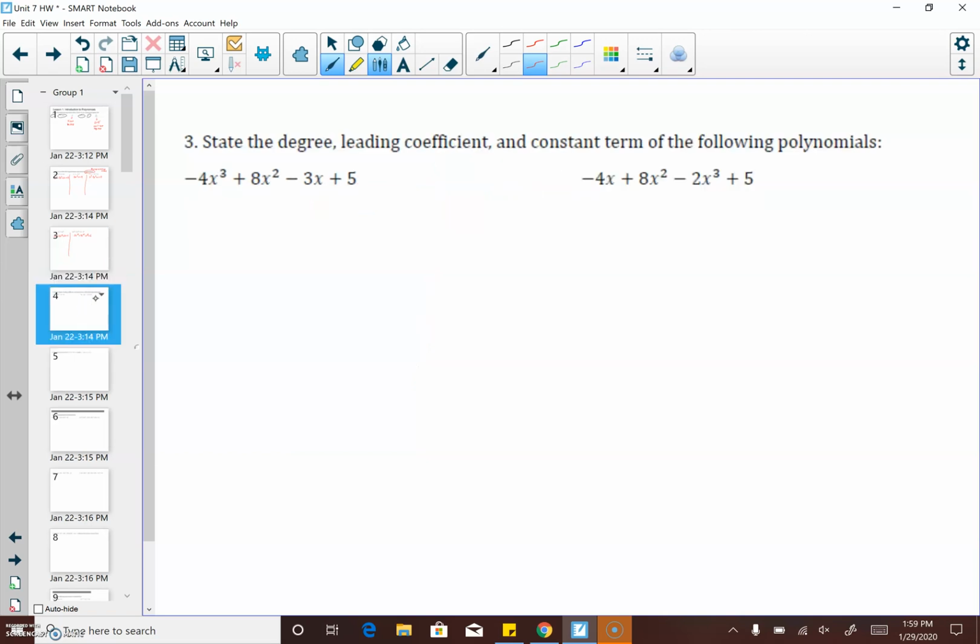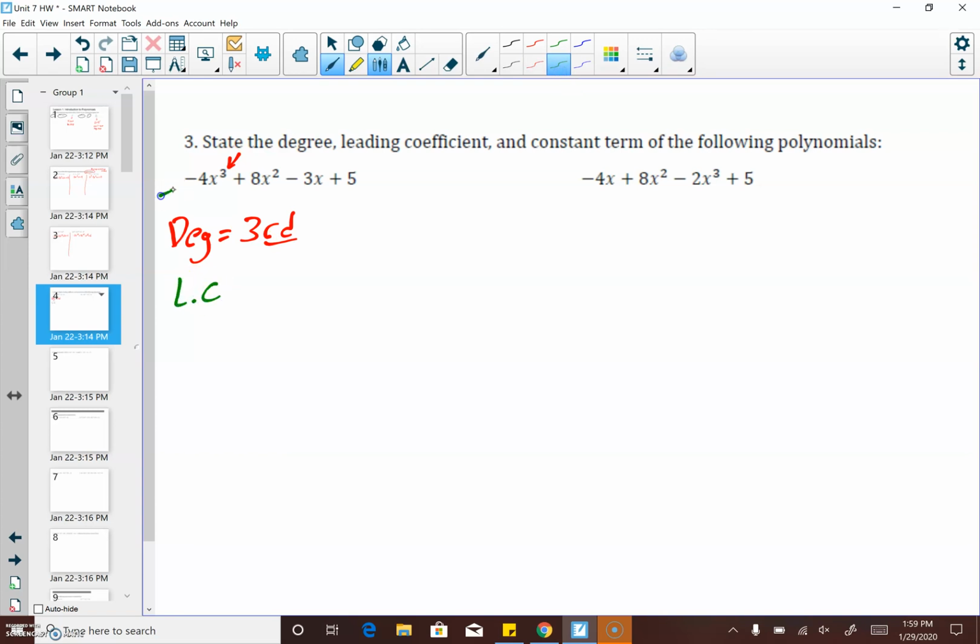State the degree, leading coefficient, and constant term for each. Whenever those are our vocab words or what we're looking for, we always need to make sure we are in standard form. So I've looked at the first one, negative 4x cubed plus 8x squared minus 3x plus 5. I am in standard form, so then I can begin. Degree is my biggest exponent. The biggest exponent is a 3, so I'm a third degree.